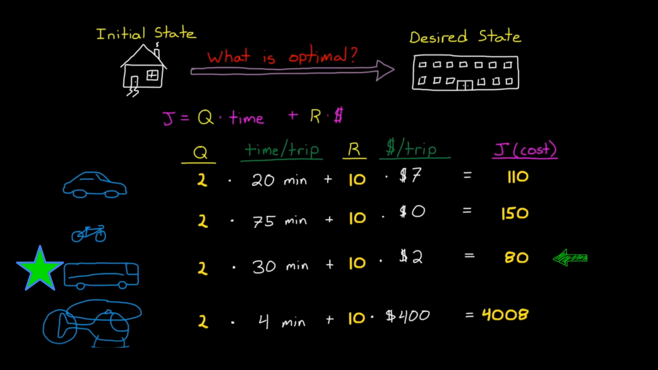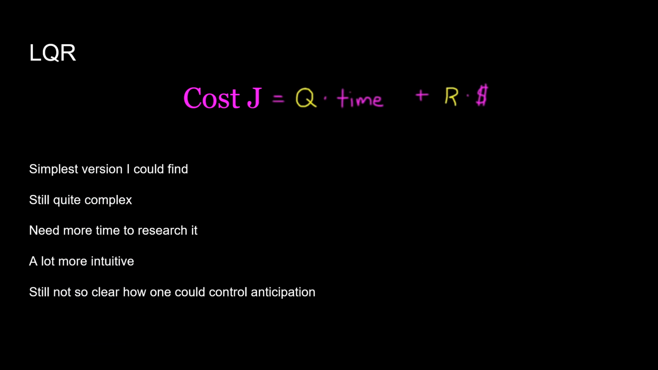And here's another version. If you just change these weightings, it's a little bit more intuitive how it will affect the system. Basically, it will go with the cheapest option. So this is the simplest version I could find. It's still quite complex to implement, and I need more time to research it. It's a lot more intuitive, but I'm still not so clear on how I could control anticipation with this. So as I said, I need to research it a bit more. Thank you. That's all for me.